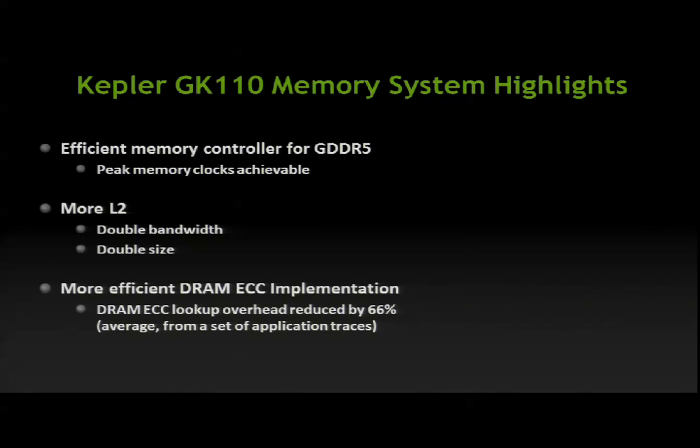And then the last one is error correction. One of the features that you have on the Tesla devices, as we have in Kepler, is error correcting memory. So it's capable of detecting bit errors and correcting them. The performance of that one has been increased quite dramatically.